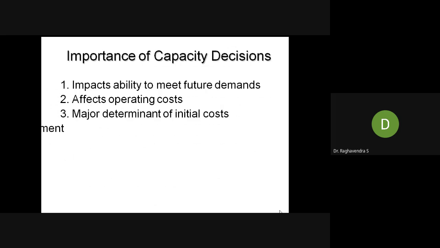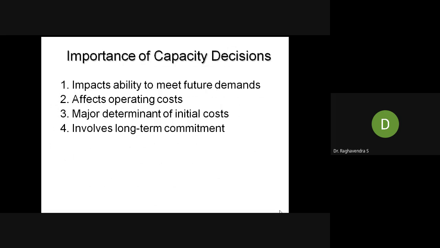Major determinants of initial cost. Initially, sometimes raw material is not available in the local market, so you need to procure it from outside. That is very important. In the determinants, how to store, how to bring the raw material, and how should we maintain the inventory, all these are the challenges.